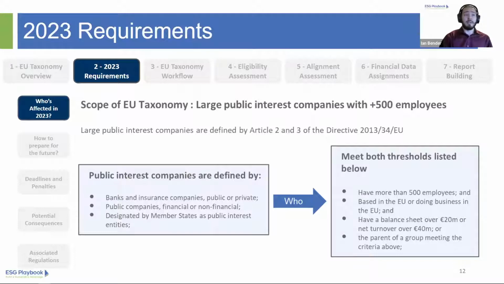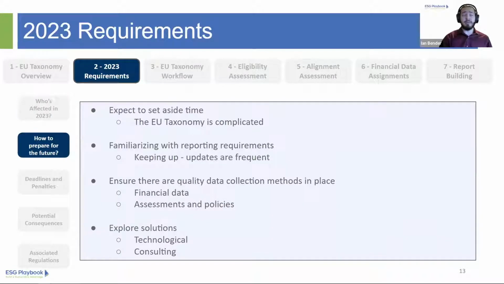So if you fall under the scope of the taxonomy, how should you prepare? As we'll go through, you'll see that the taxonomy requires quite a lot of information, especially when starting out. First of all, expect to set aside some time. This is a complicated reporting process. Familiarize yourself with the specific requirements, and keeping up with those regulations is also important as the taxonomy is constantly evolving. And ensure that there are quality data collection methods in place. This is for financial data, assessments, and policies, which are always good to have on hand, or at least have a method to gather the data.